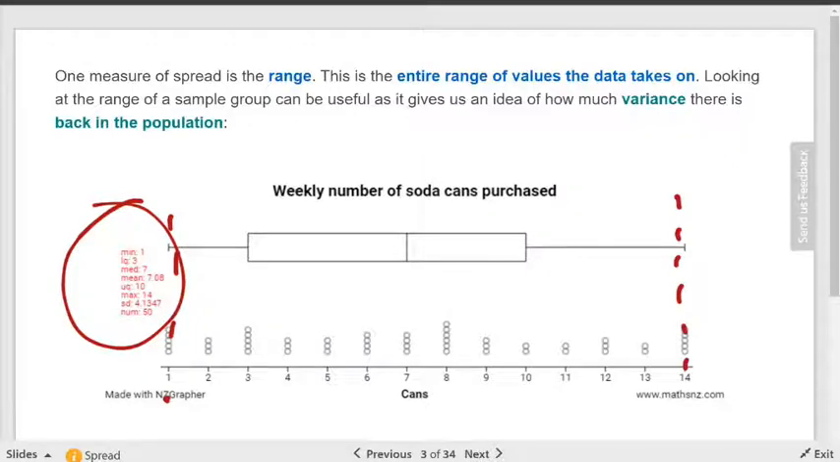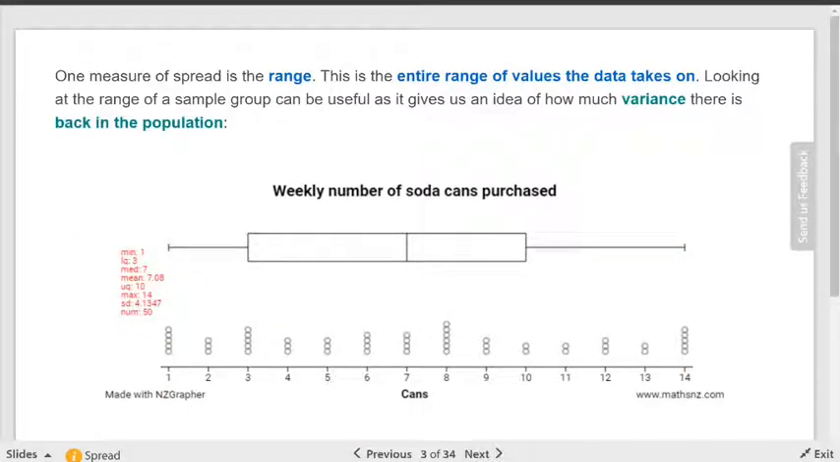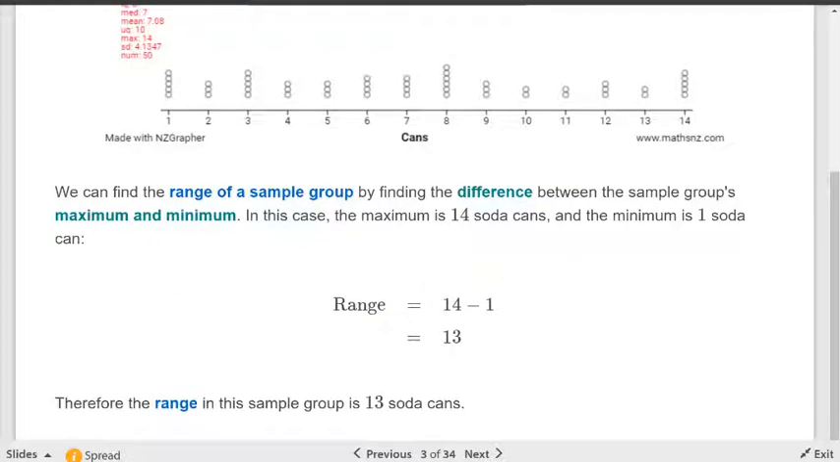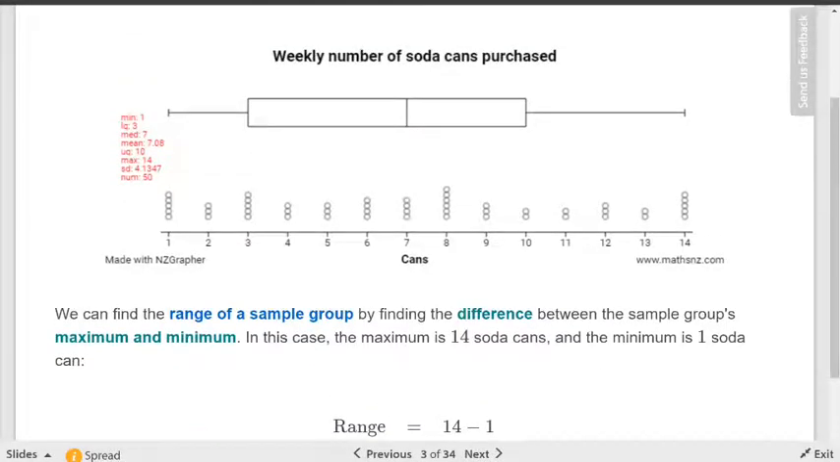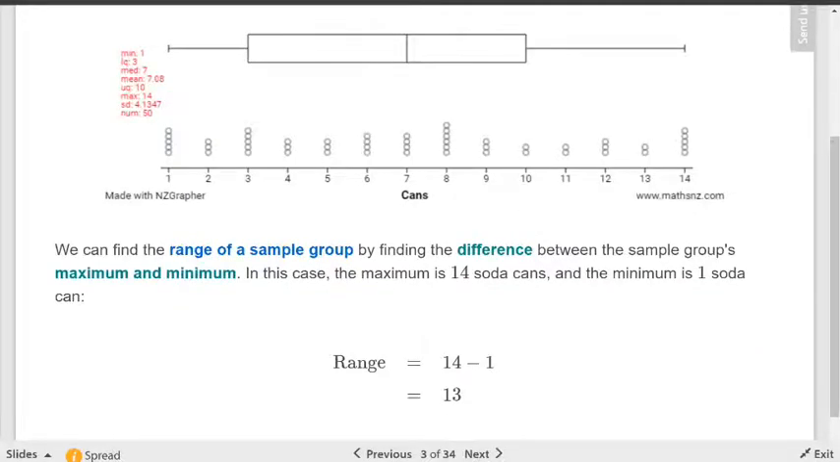Okay? Right, so we have a set of data with cans, weekly number of soda cans purchased. And the first thing they want to do is find the range. Well, the highest data points occur at 14. The lowest data points occur at 1. So to get the range for the entire set of data, it's 14 minus 1, or 13. All right? So you can always find the range.